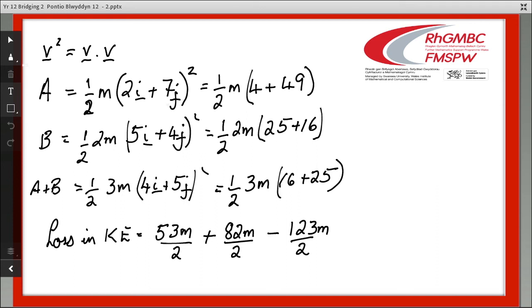So effectively now it's 53 plus 82 minus 123 all divided by 2. And what we actually get then is we get 12m over 2, which is 6m joules. And be careful when you're putting the units in here. I tend to move it a bit further over just to make sure that the examiner doesn't confuse my units with the numerical part of the solution.